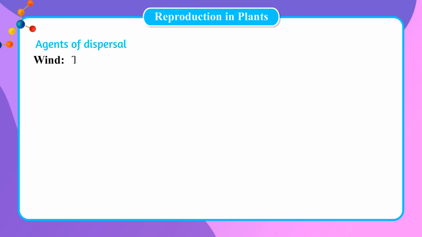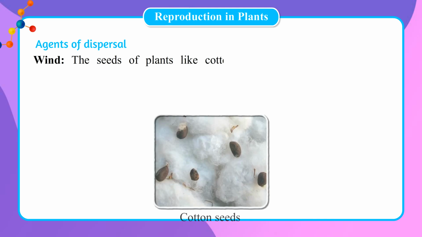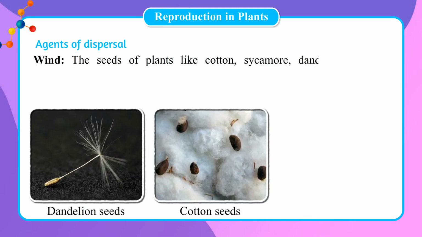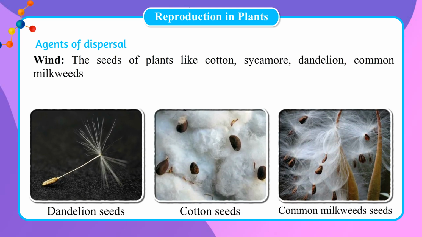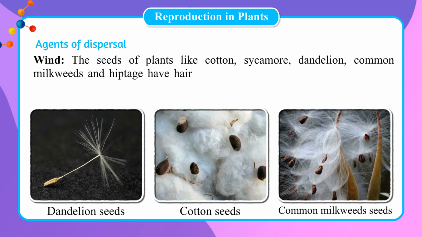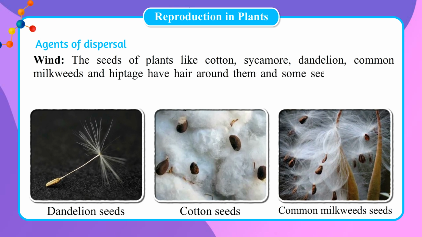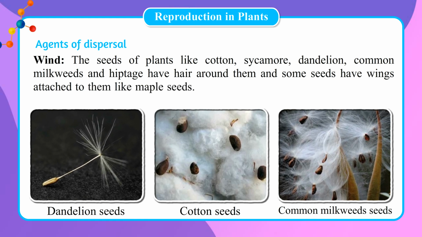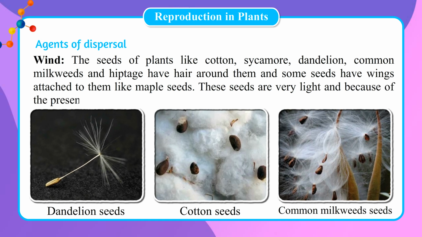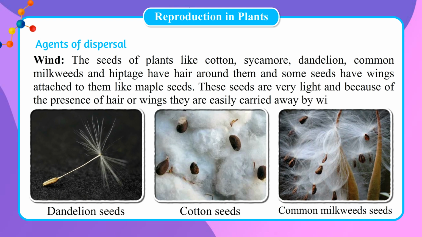Wind. The seeds of plants like cotton, sycamore, dandelion, common milkweeds and heptage have hair around them, and some seeds have wings attached to them, like maple seeds. These seeds are very light, and because of the presence of hair or wings, they are easily carried away by wind.